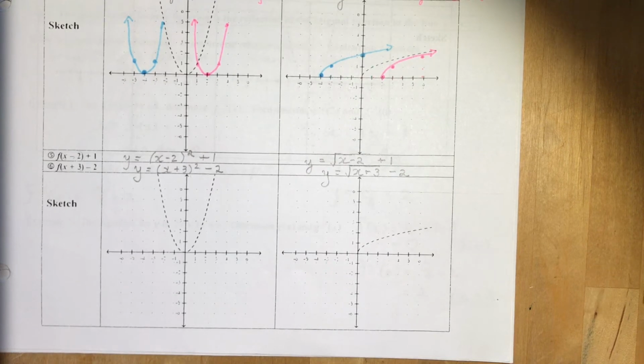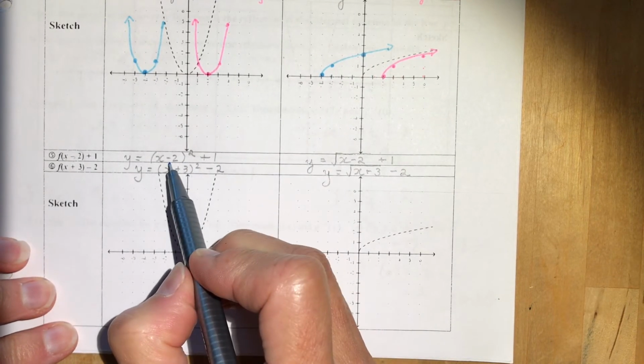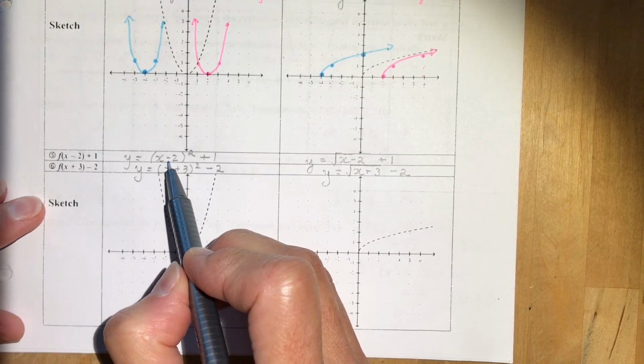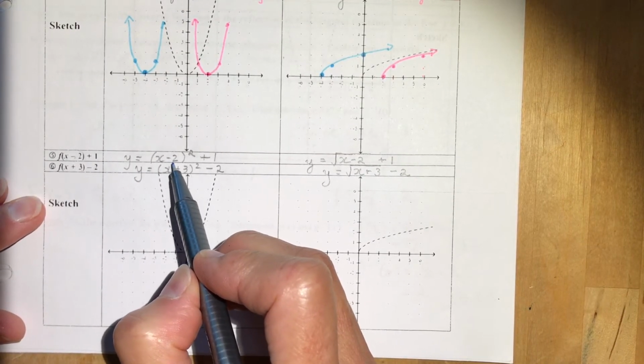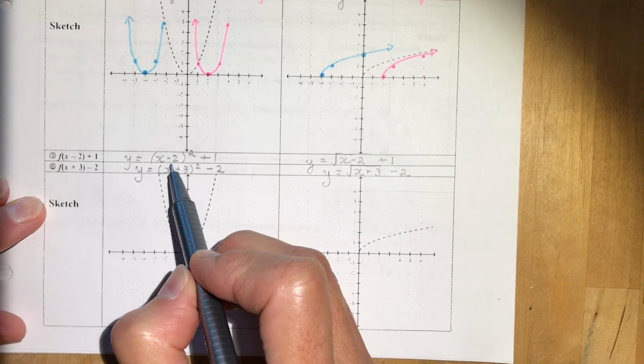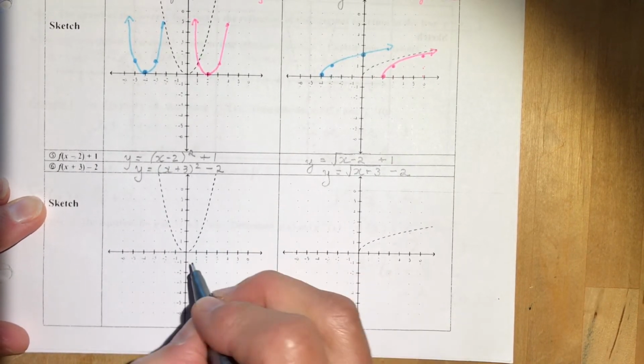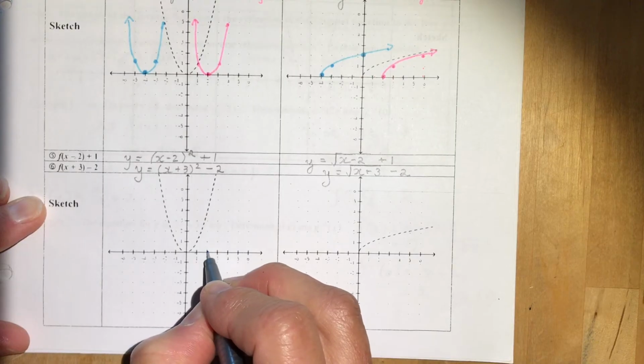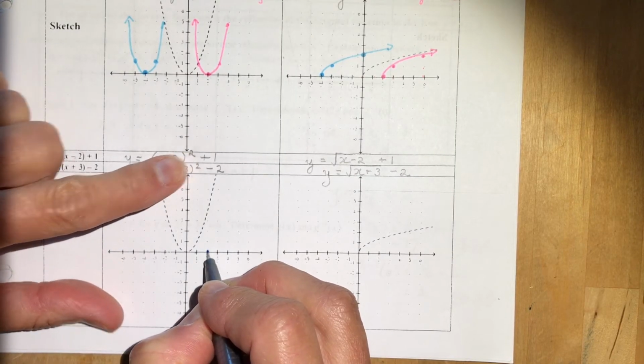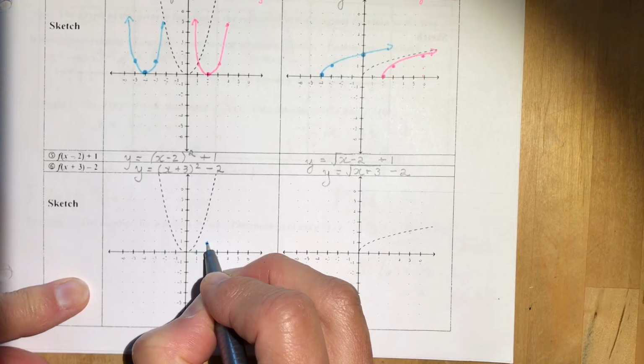So the first thing you need to do is say, okay, this says minus 2. X's are weird, right? I'm not going to go left 2. I'm going to go right 2. And plus 1 says I have to shift it up 1.